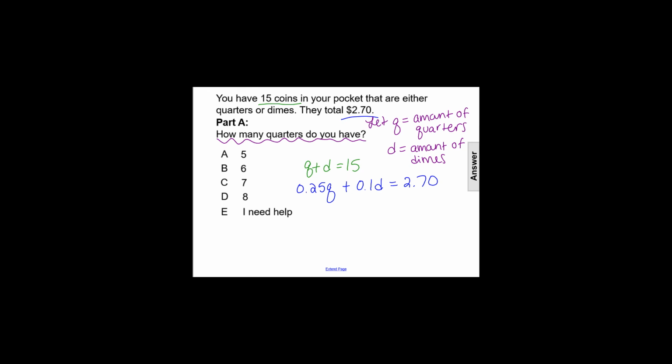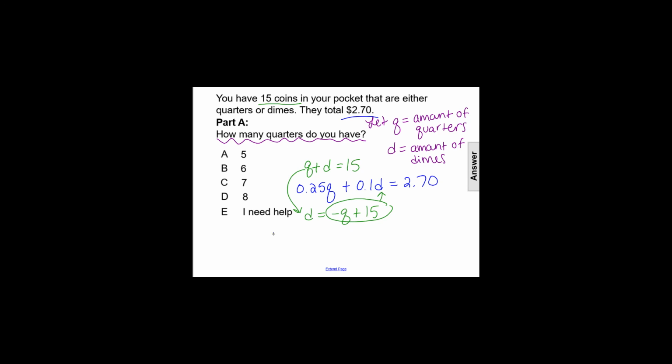We're going to use substitution to solve this system, since that first equation can easily be solved for a variable to substitute into the other equation. And think about it, if we want to solve for Q, we actually want to solve the first equation for D. We want to subtract Q from both sides, so we get D equals negative Q plus 15, because then we can substitute that expression into the other equation for D, and then we're solving for Q.